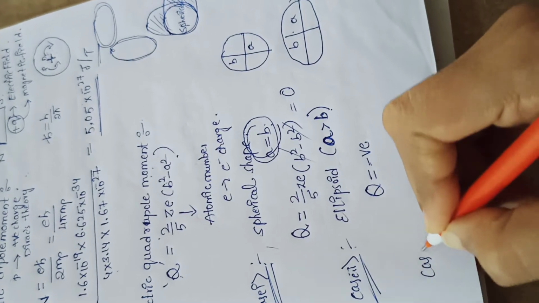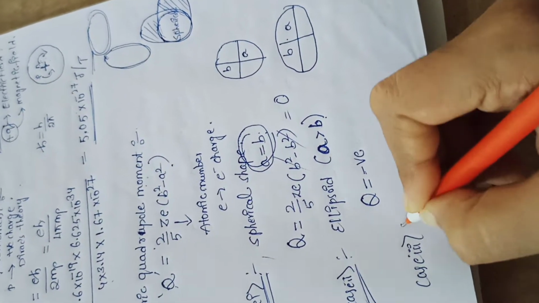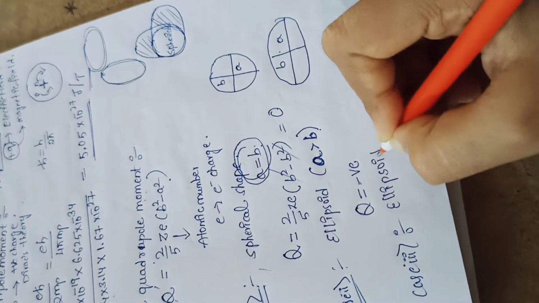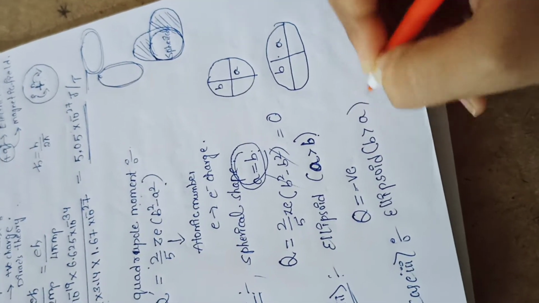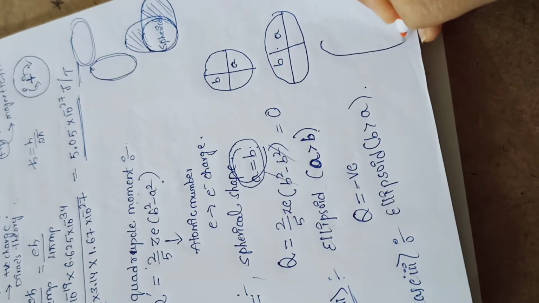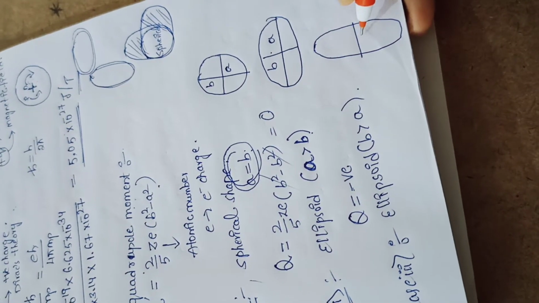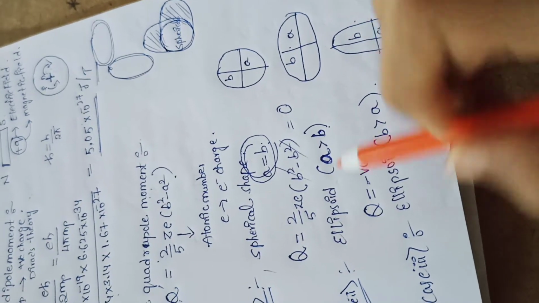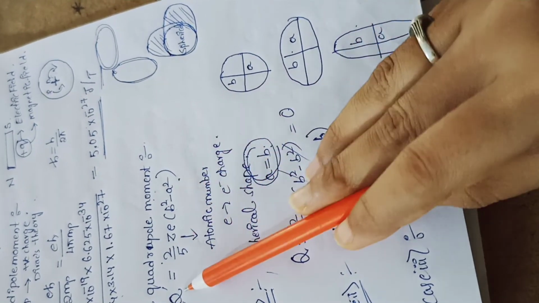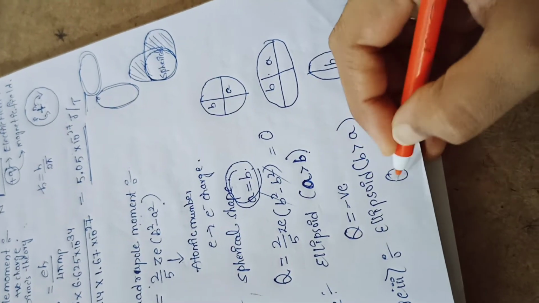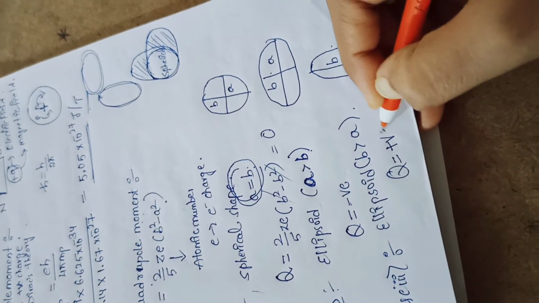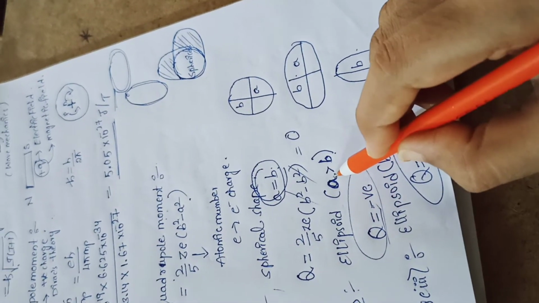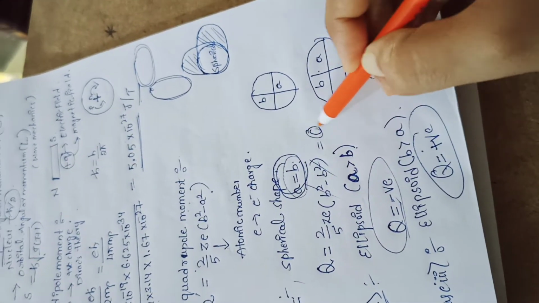Now take case 3, same ellipsoid, but B is greater than A. B is greater than A means what here? It is A, it is B. This B is greater than A means what? Q is positive. The value of the electrical quadrupole moment is positive. B greater than A, it is positive. A greater than B, it is negative. If A is equals to B, it is 0.